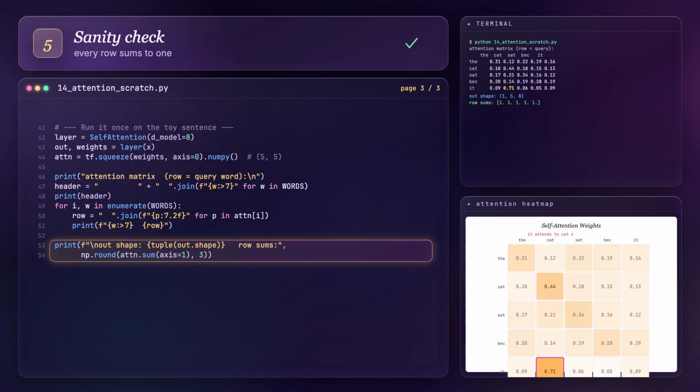That's the engine. Next episode we run 8 of these in parallel, stack them with normalization and residual connections, and we'll have built a real transformer block: multi-head attention, norm and residuals. See you there.